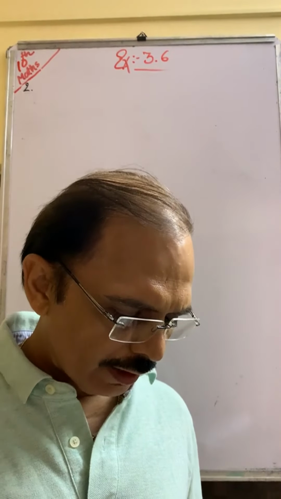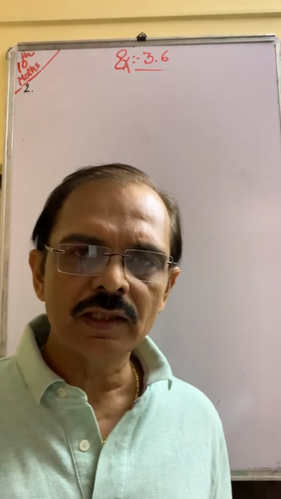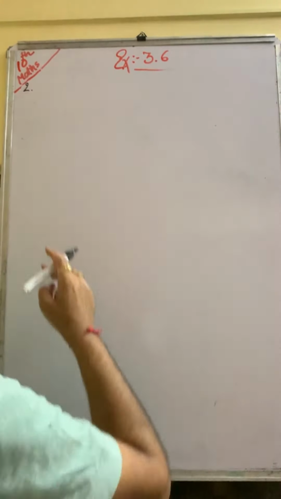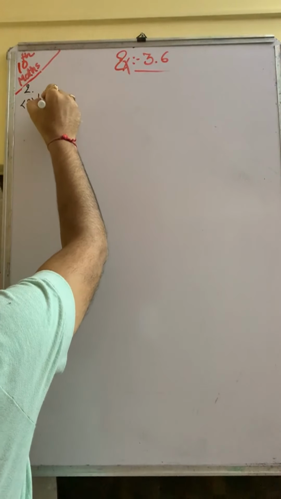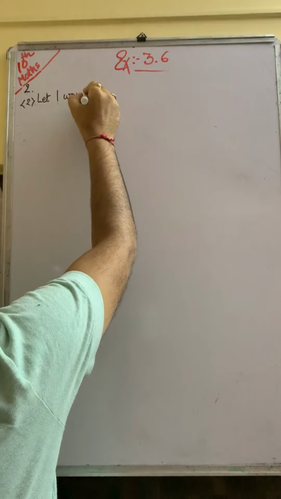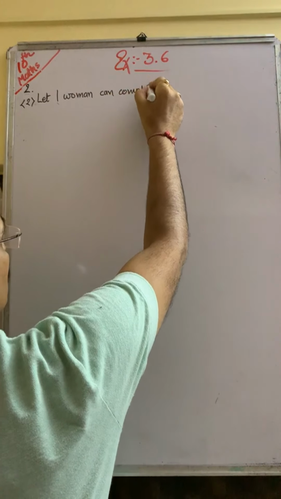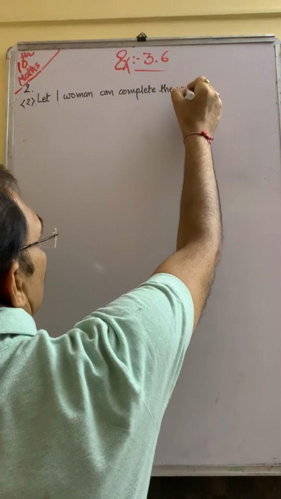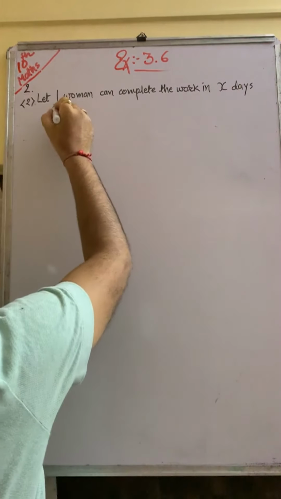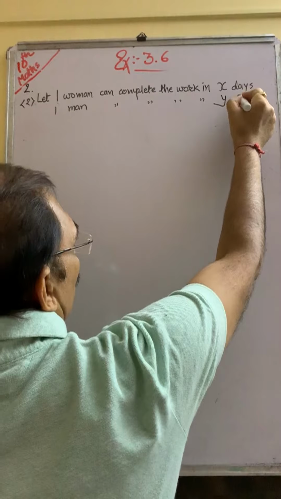2 women and 5 men can together finish an embroidery work in 4 days, while 3 women and 6 men can finish it in 3 days. Find the time taken by 1 woman and 1 man. Let one woman complete the work in X days and one man complete the work in Y days.